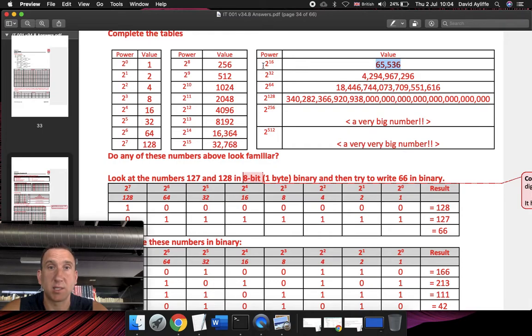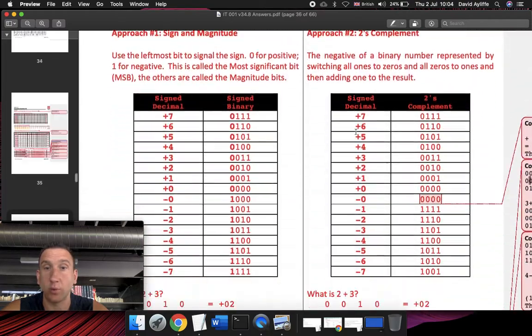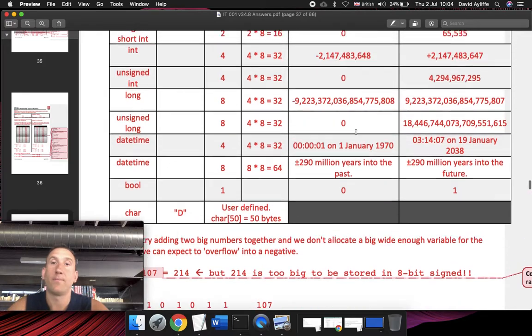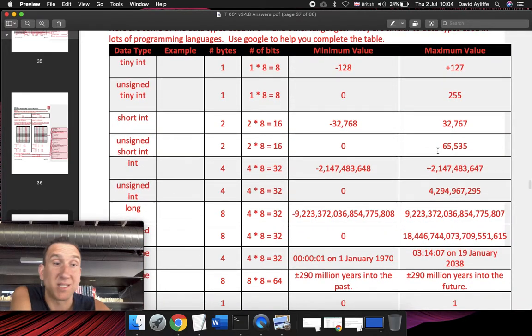In the previous lesson, 2 to the power 16 is 65,536 if we don't include 0. So if we start counting at 1, then we have 65,536 distinct values. This is the range of integers, the range of unsigned integers.